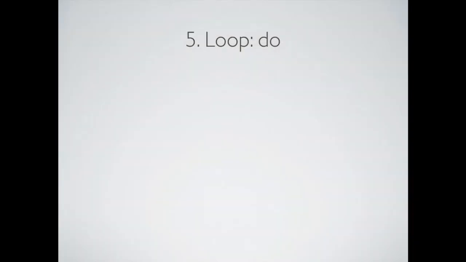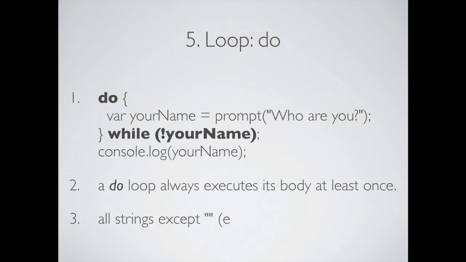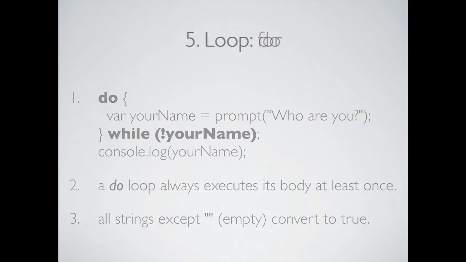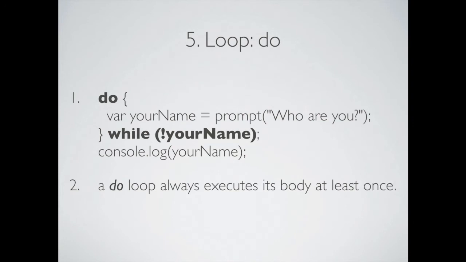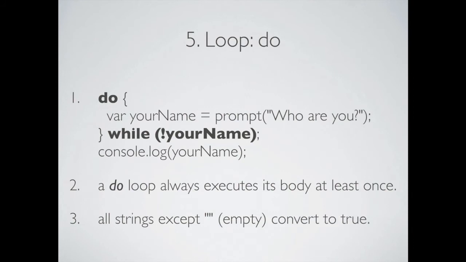So here is something you need to remember. The loop always executes its body at least once. The body means the code inside the loop, the do loop. And all strings are true except the empty string, which means when you didn't input anything, so it's empty. The empty string will be converted into false. Okay.